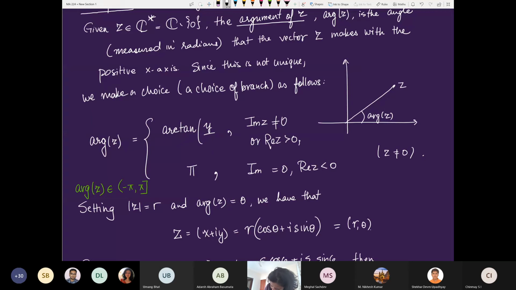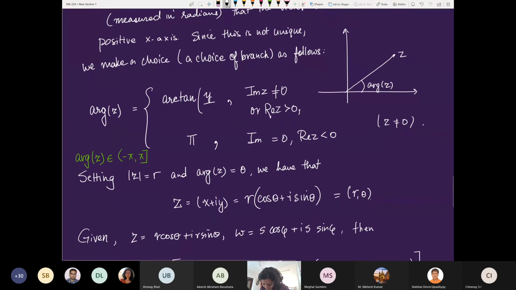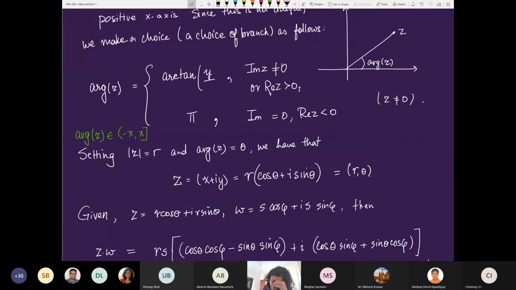I can probably fix it the following way, right? I can probably do something like 2 arctan y over 2x. If I do it that way, let's see. So yeah, this is a little annoying because now I have to define it in this piecewise manner.